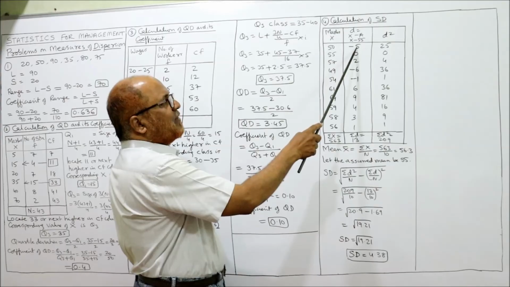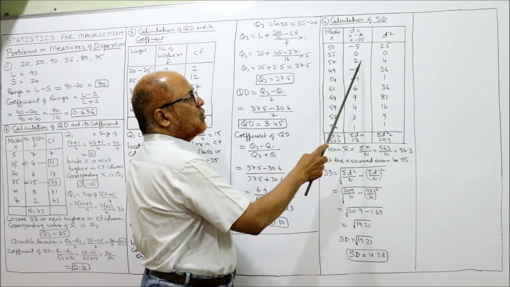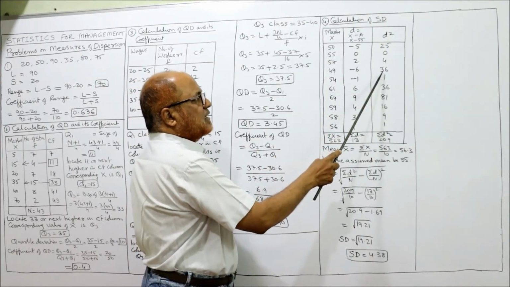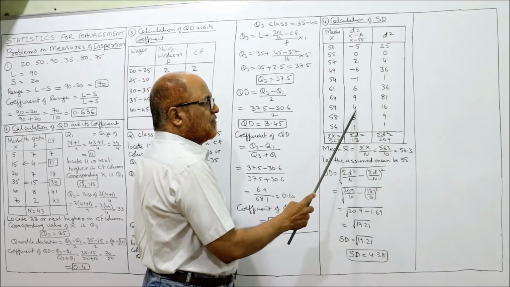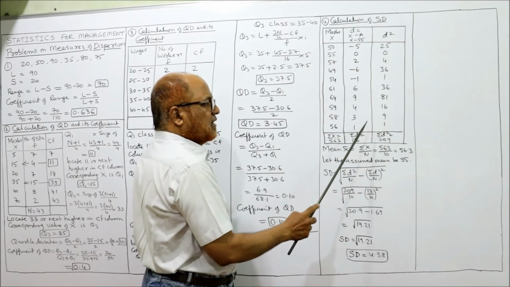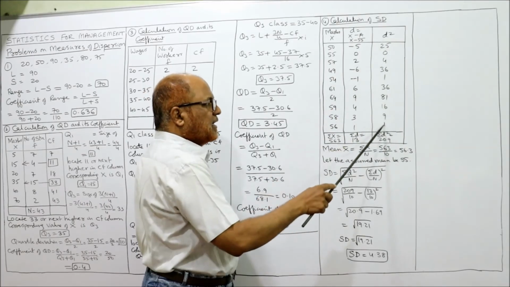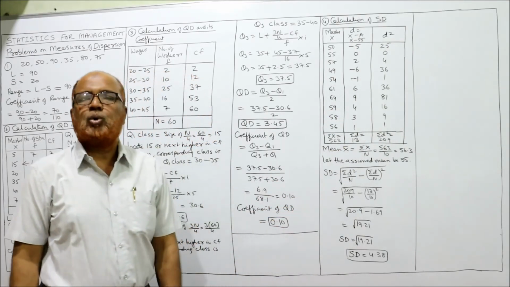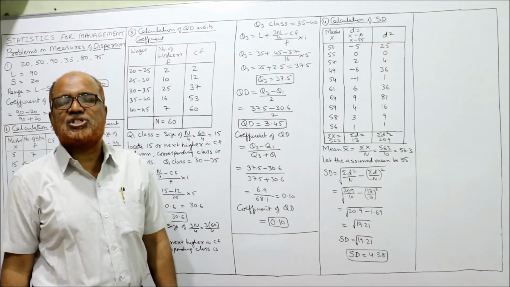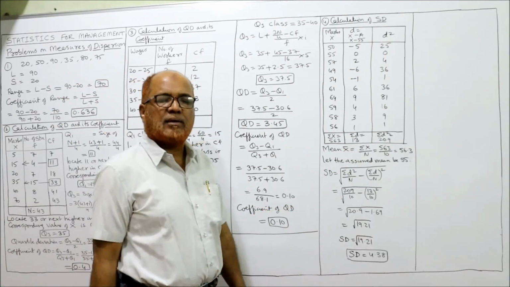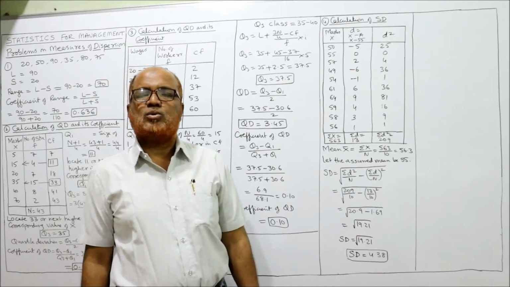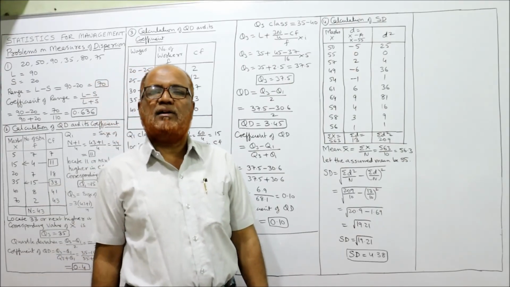Square these values. 5 5s are 25. 0. 2 2s are 4. 6 6s are 36. 1 1 is 1. 6 6s are 36. 9 9s are 81. 4 4s are 16. 3 3s are 9. 1 1 is 1. Then take the total, 209. 209 is the total, summation D square. We got summation D 13, summation D square 209. Now we substitute in the formula for standard deviation.